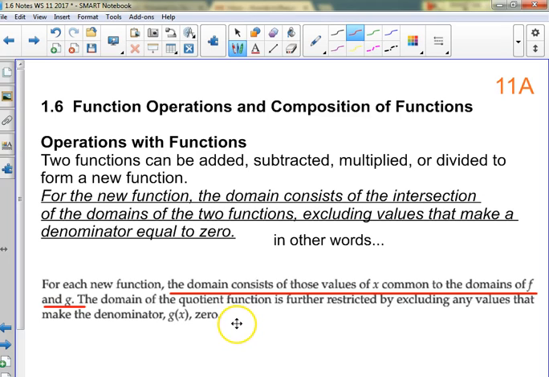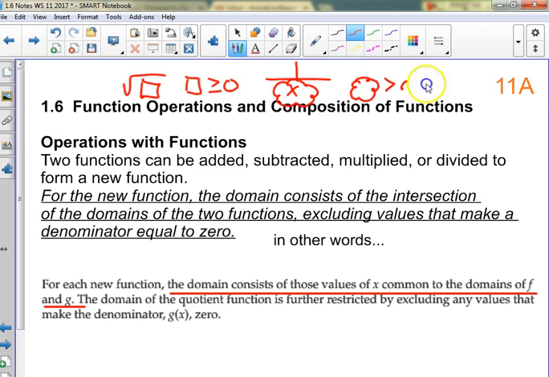Guys, what are the two things we talked about? Do you remember? Domain is all real numbers unless there's some kind of an even powered radical. Whatever's underneath here has to be greater than or equal to 0. And then if there's an x in the denominator, whatever that denominator is cannot equal 0. Those are the domain restrictions we have to worry about.